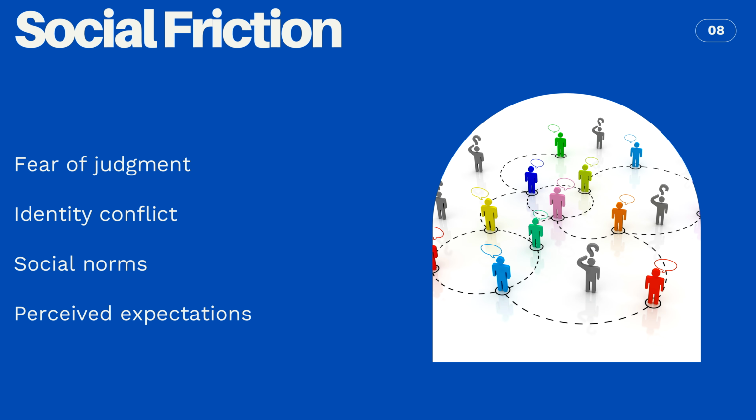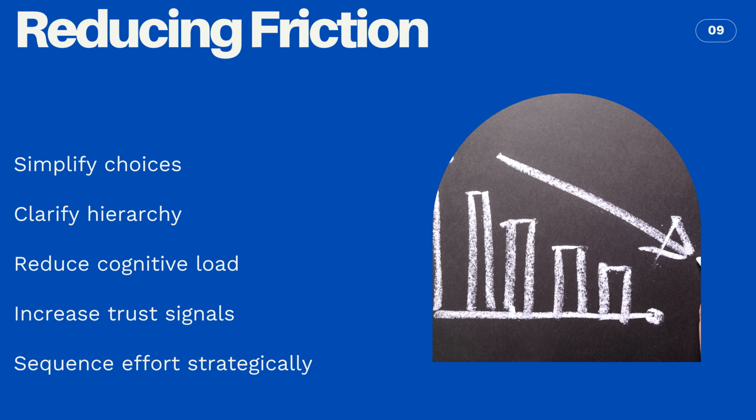Identity conflict is a powerful barrier. Self-perception theory and identity-based motivation show that people avoid behaviors that feel inconsistent with who they believe they are. Social norms shape behavior more strongly than personal preferences. This is supported by Cialdini's norm theory and descriptive versus injunctive norms. Understanding social friction allows you to design experiences that feel aligned with identity, supported by norms, and free of judgment. Reducing friction is not about making things pretty. It's about making them behaviorally aligned.